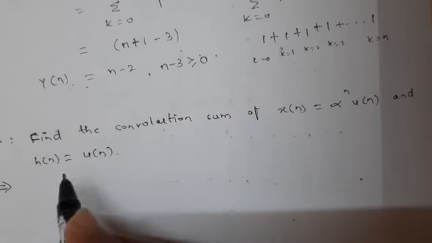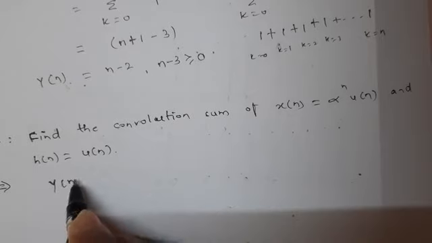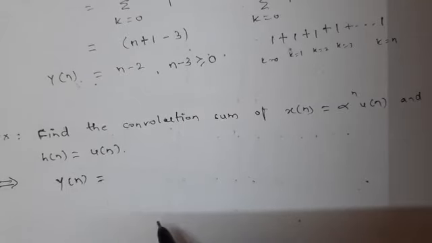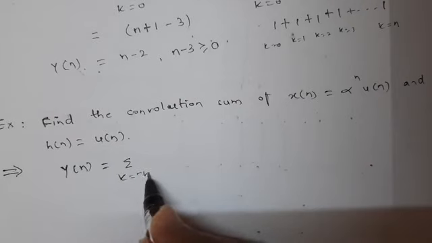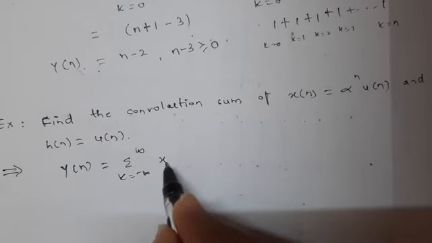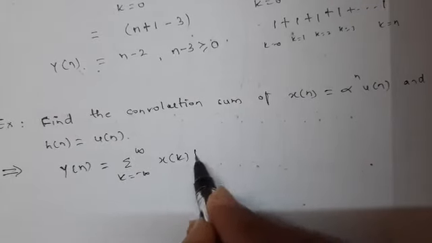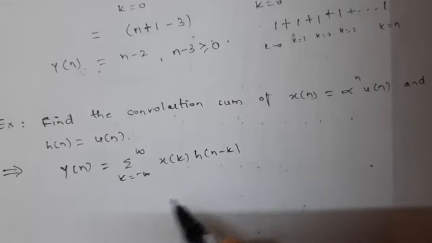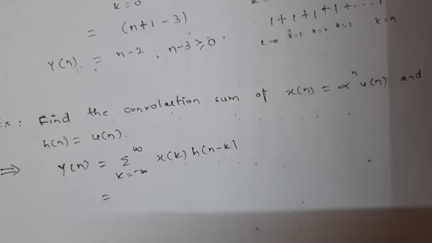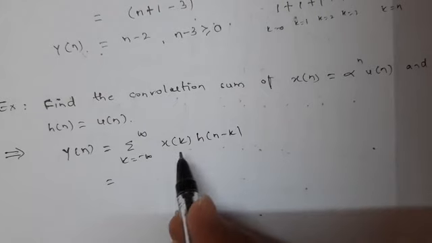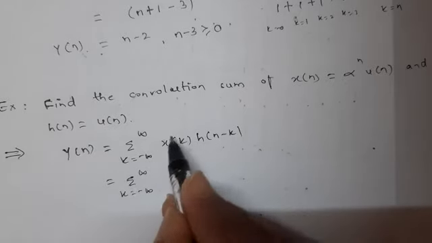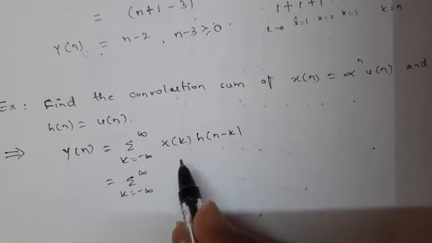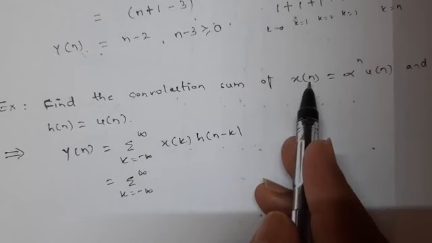So now your first thing what you have to do is write the equation y of n equal to summation k equal to minus infinity to plus infinity x of k h of n minus k. This is the convolution sum derivation which you have got. Now summation k equal to minus infinity to plus infinity. What is x of k? Replace n by k.